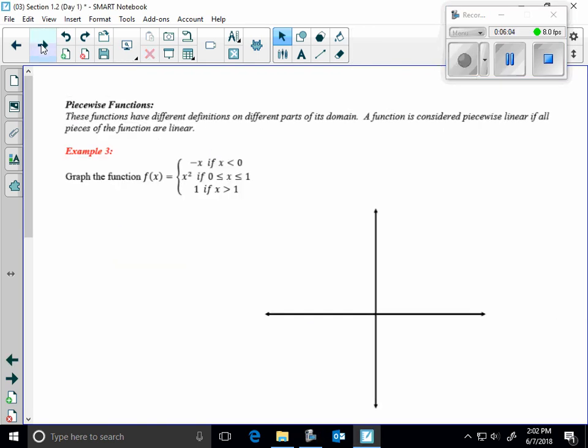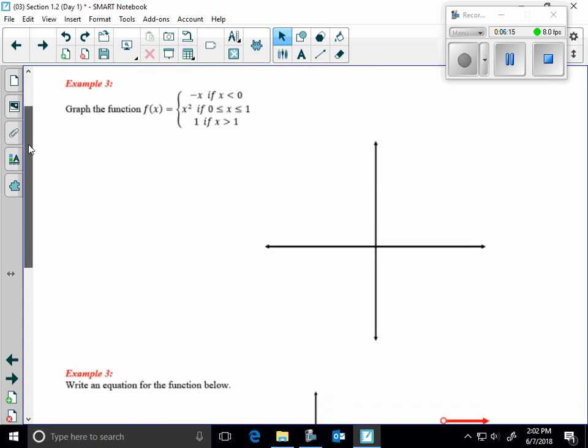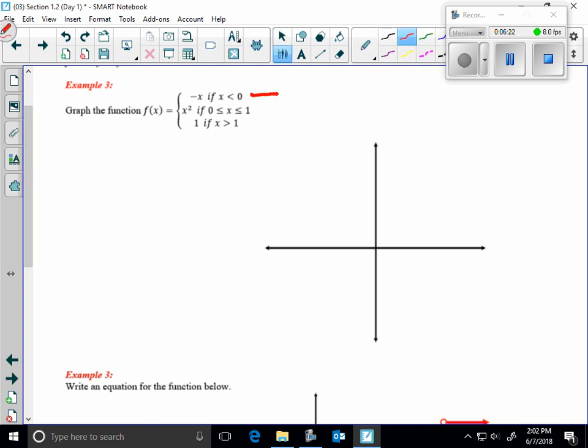Piecewise functions. Awesome. These functions have different definitions on different parts of its domain. A function is considered piecewise linear if all pieces of the function are linear. So let's sketch this out. Let's go negative x. All right, so I'm gonna draw this in red real quick. So negative x.